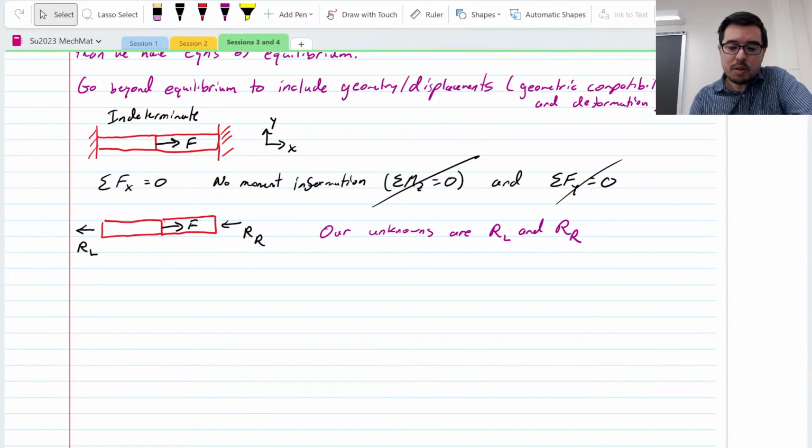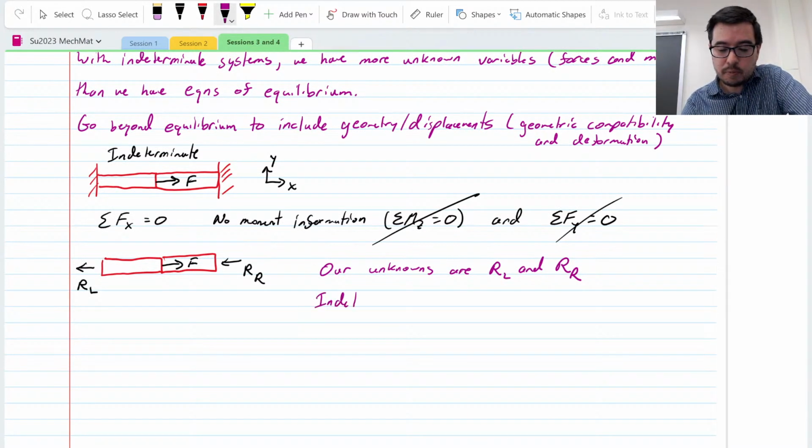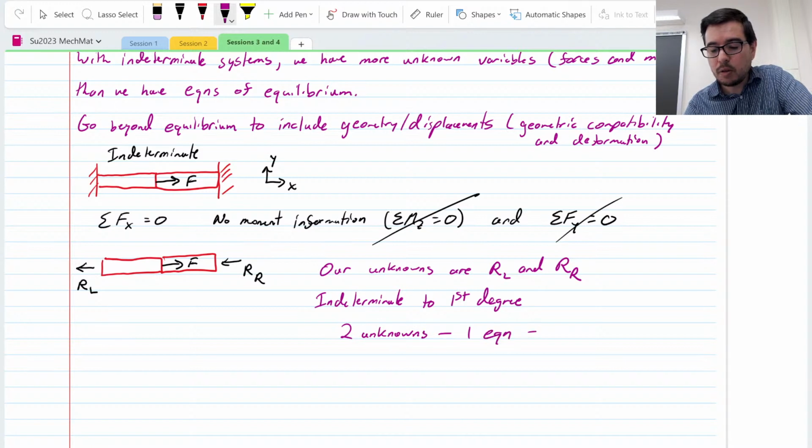We have two options to handle this. First, this is indeterminate to first degree, because we have 2 unknowns minus 1 equation, and that would be 1.